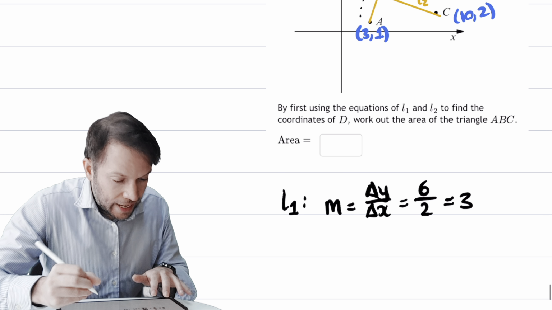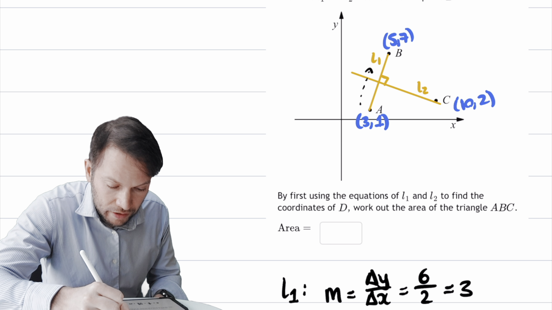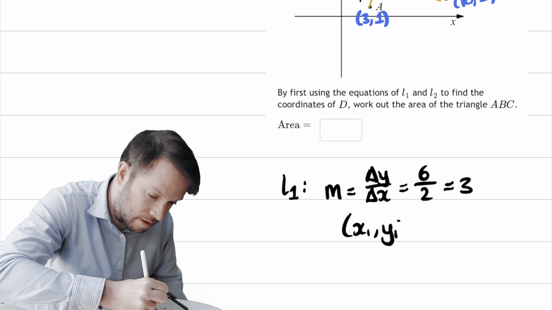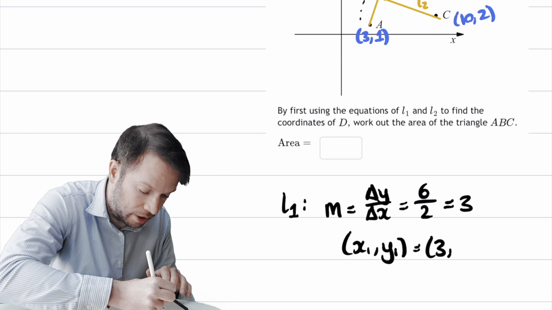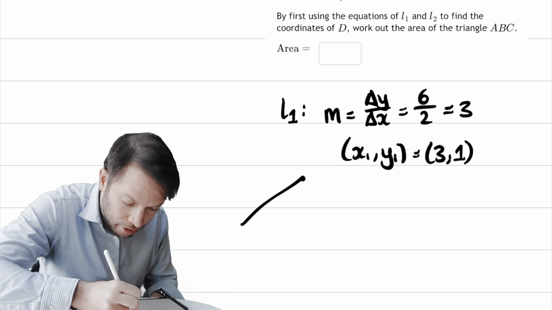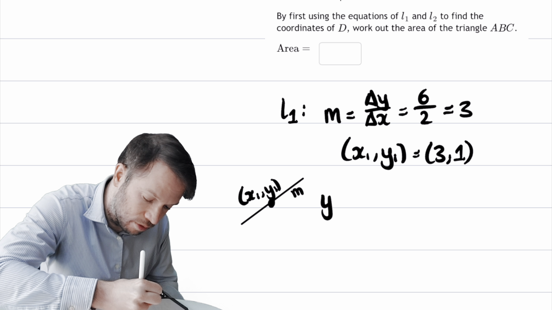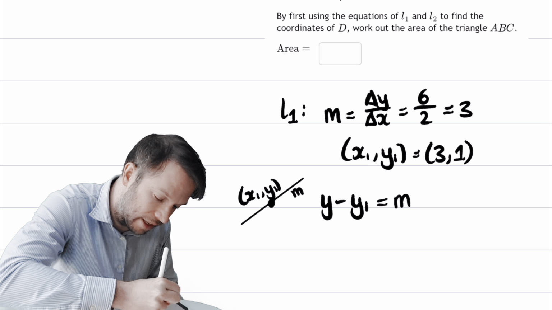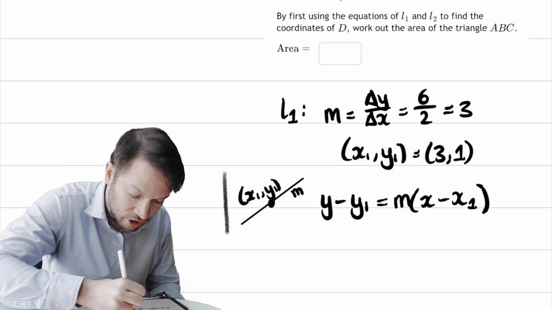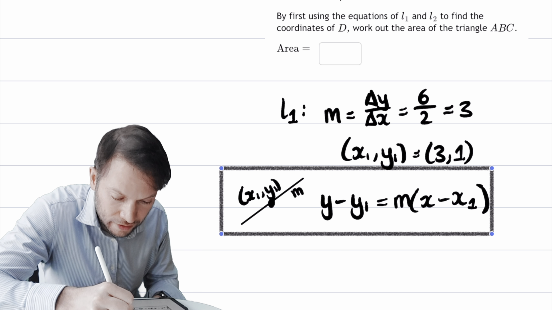So the gradient is 3, and if we use a fixed point on this line, say the fixed point (3, 1), we could have also used (5, 7). Then remember the equation of a straight line that goes through a fixed point (x1, y1) and has gradient m is y minus y1 equals m(x minus x1). We explored that in previous videos. But there's nothing stopping you just using y equals mx plus c and subbing in to find the m and the c. Let's just use this.